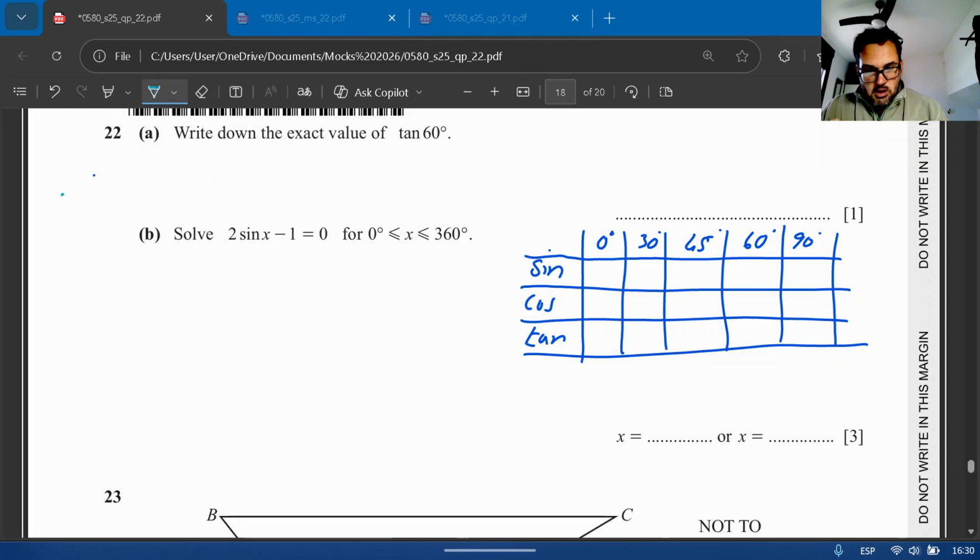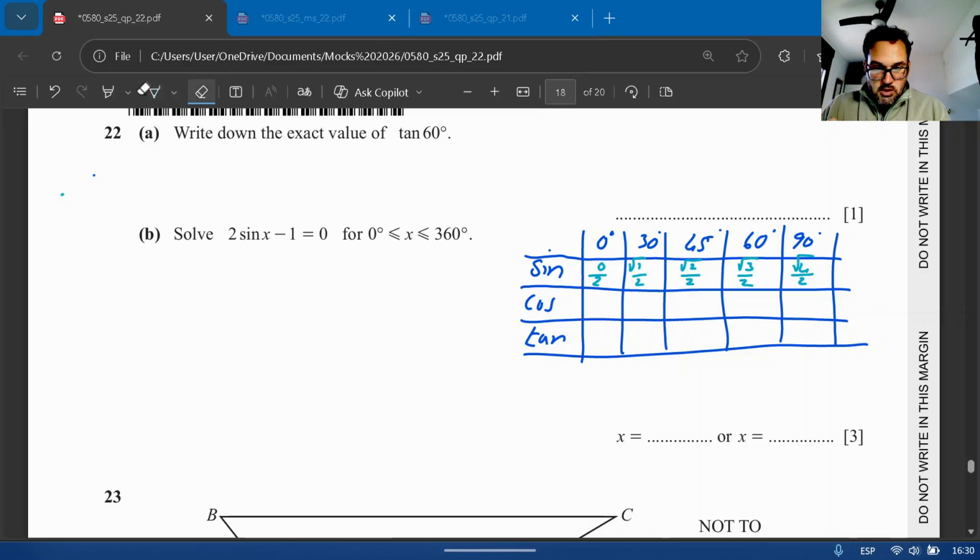So do this. We start by writing down 0, 1, 2, 3, 4. And then we square root all of them. And then we divide everything by 2. And that's it. Now you've got your sin values. We just need to clear things up a bit. Square root of 0, of course, is 0, and 0 divided by 2 is 0. So the first one will just be 0.